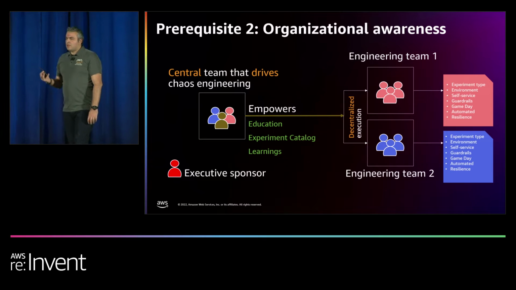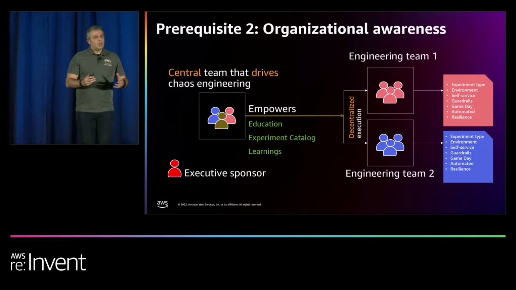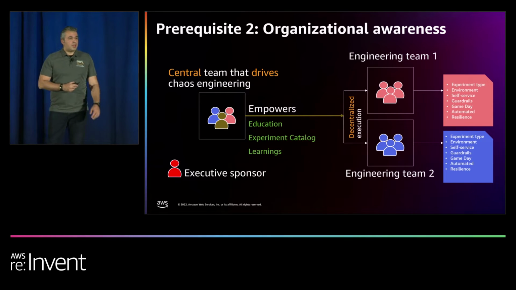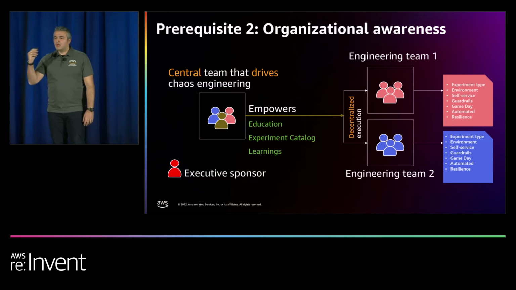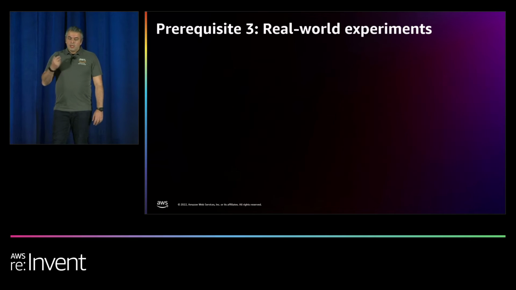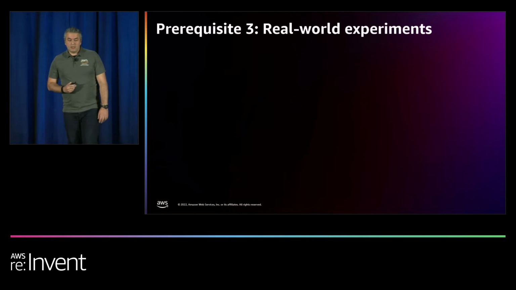And key to all this, of course, is having an executive sponsor that helps you make resilience part of the journey of a software development lifecycle, and also shift the responsibility for resilience to those development teams. And then we need to think about real-world events and examples.